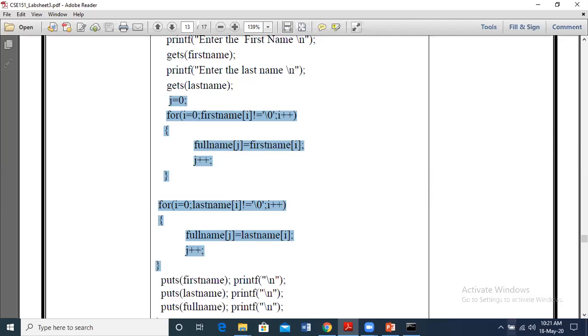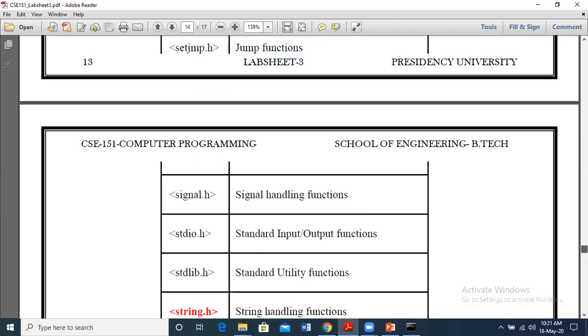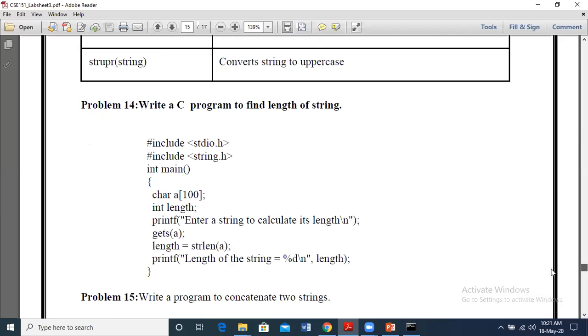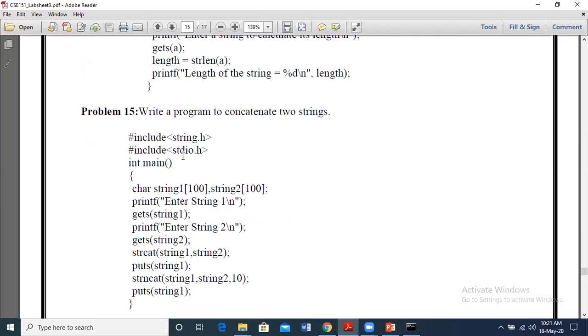So if it is mentioned using built-in function, or if nothing is mentioned, then you can write this. So you can use strcat, right? So let us see how it works. We need to concatenate two strings, right? So we have declared string 1 and string 2, which are to be concatenated. What is the input required?